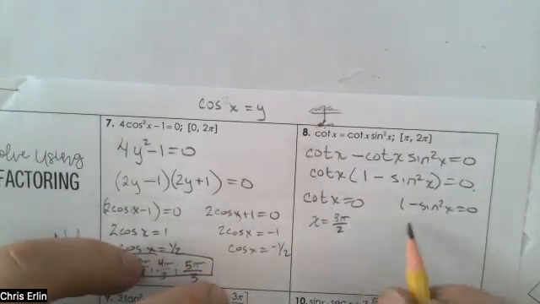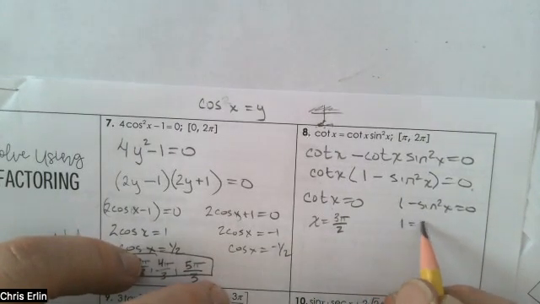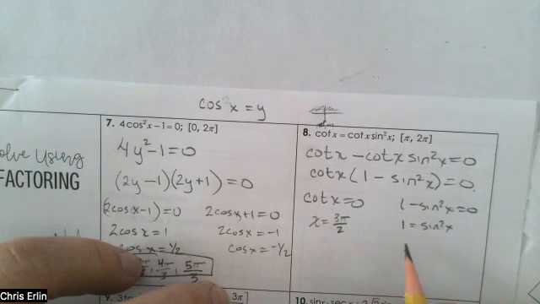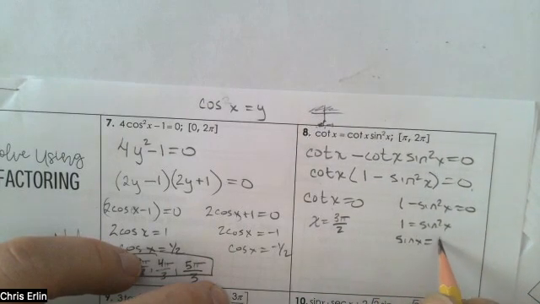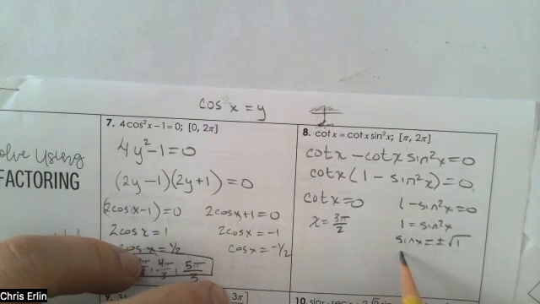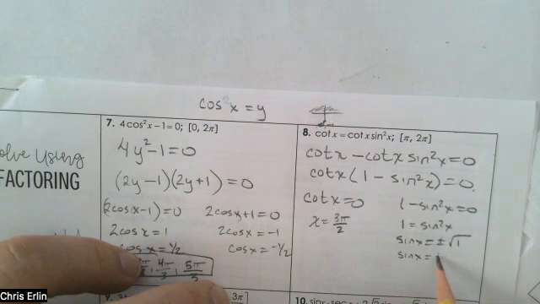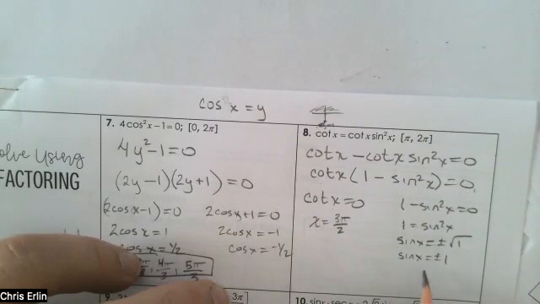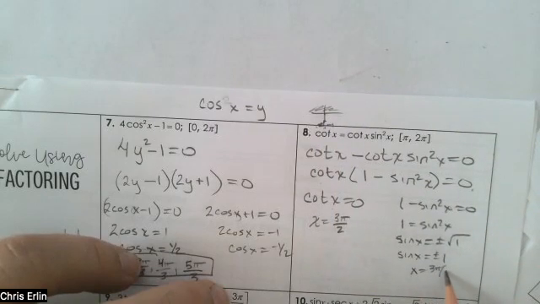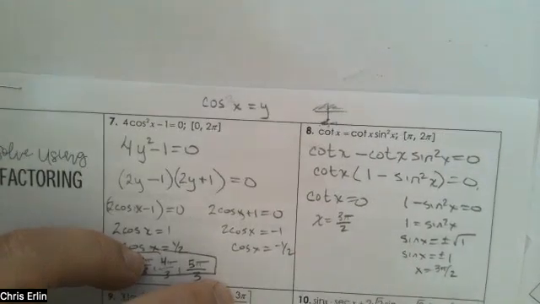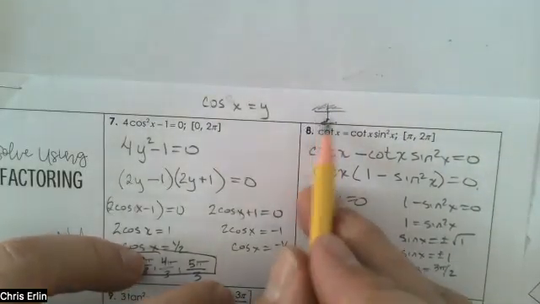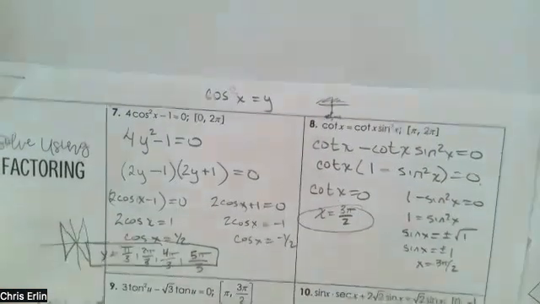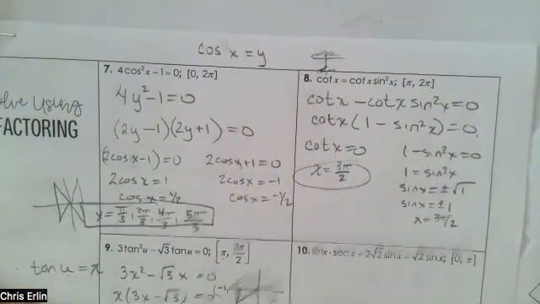Then over here, I can get 1 is equal to sine squared of x, square root both sides. And I get that the sine of x is equal to plus or minus square root of 1, which is still 1. Okay, so it's plus 1. Sine is the y value, so it's the same value, isn't it? So in this quadrant, the only value that's a solution is 3 pi over 2. Any questions on that one?